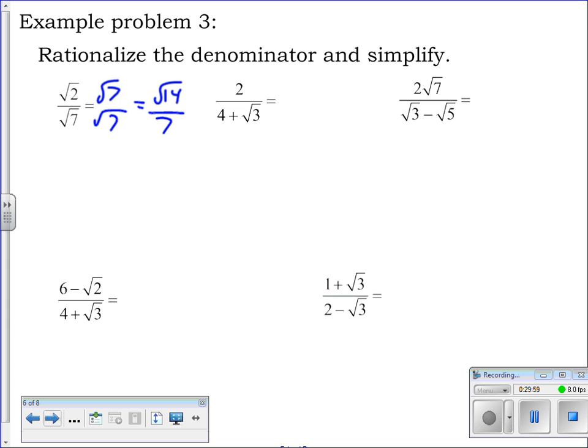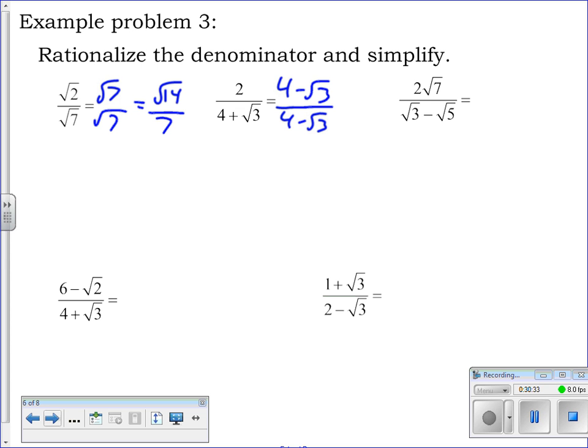We multiply by the conjugate. Do you remember what the conjugate is? The conjugate is this with a minus instead of a plus. You just change the sign between the two numbers. So I multiply by 4 minus root 3. And I multiply numerator and denominator both by 4 minus root 3. Okay, I multiplied both the numerator and denominator by 4 minus root 3.